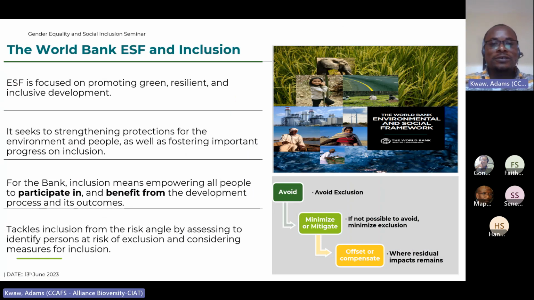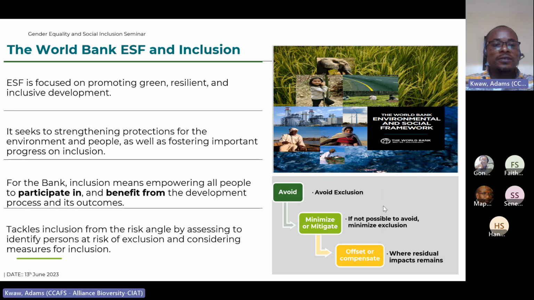So what is this environmental and social framework of the bank? It is a document that expresses the bank's aspiration on sustainable inclusion and environmental sustainability as well. The framework focuses on promoting green, resilient and inclusive development on projects funded by the bank. In the process, it seeks to strengthen protection for environment and people, as well as fostering important progress on inclusion.